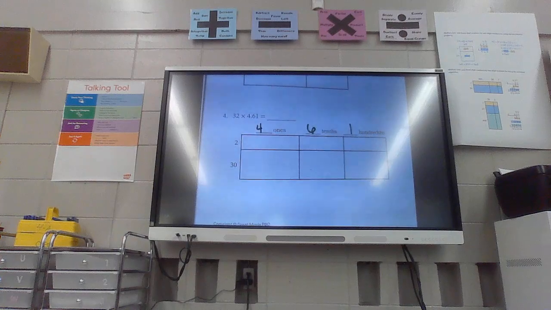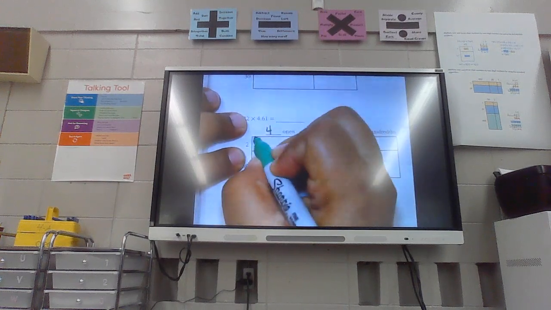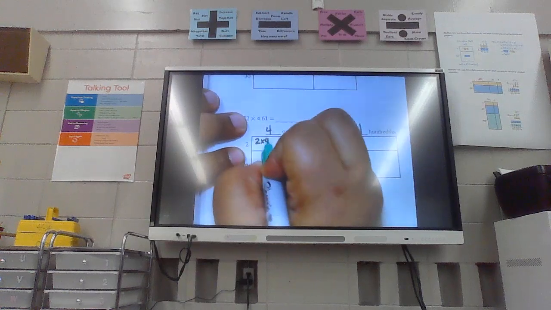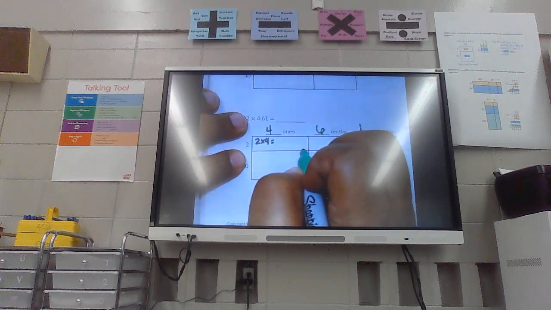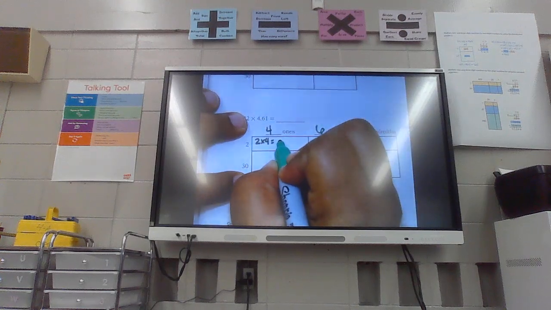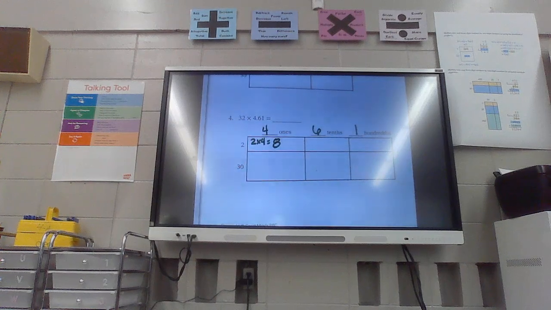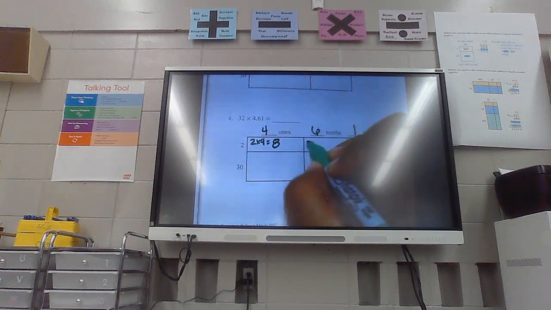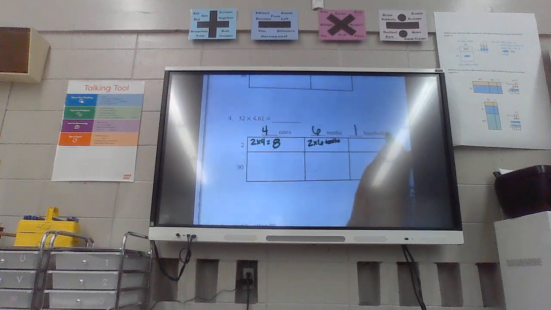Alright, so what's being multiplied in that first box? 2 times 4 ones, which equals 8. And those are ones. So we can leave that as just the number 8. What about this next one? 2 times 6 tenths, right? What's 2 times 6? 12, but this is 12 tenths.